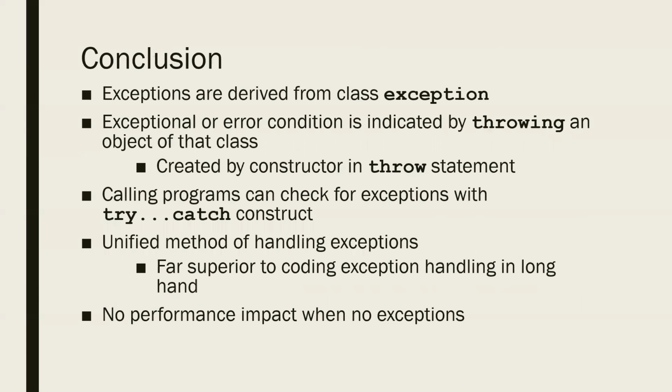In conclusion, exceptions are derived from class exception. An exception or error condition is indicated by throwing an object of that class, created by a constructor in a throw statement. Calling programs can check for exceptions with the try and catch construct. It is a unified method of handling exceptions, far superior to coding exception handling in longhand, and there's no performance impact when there are no exceptions.